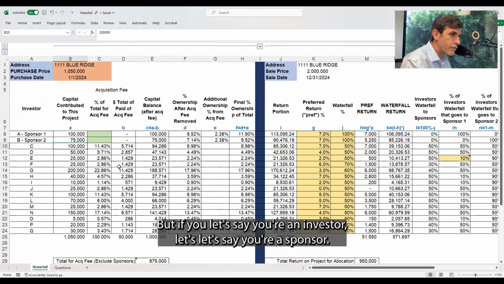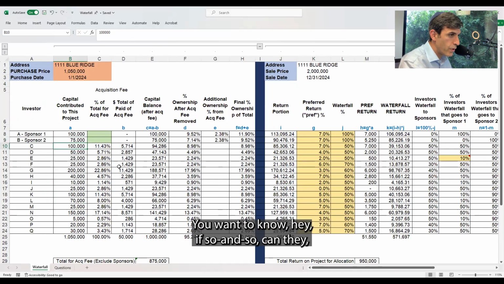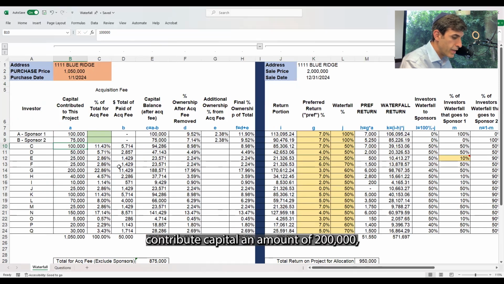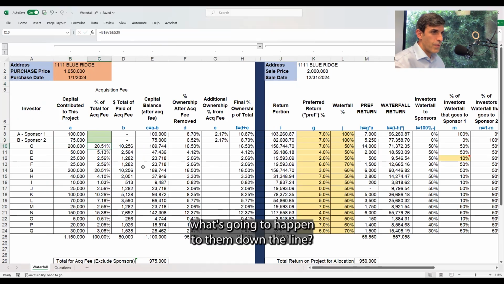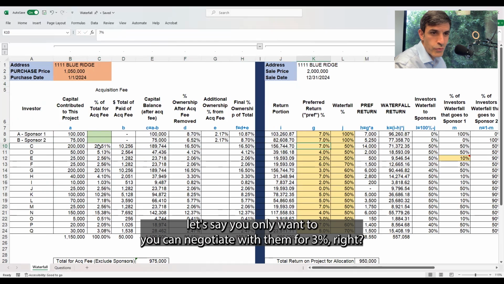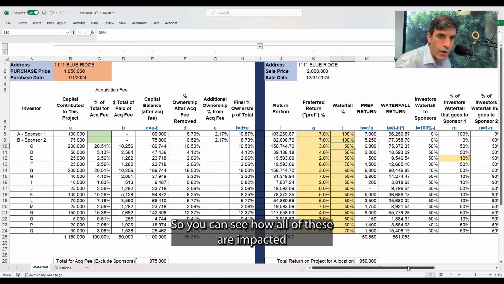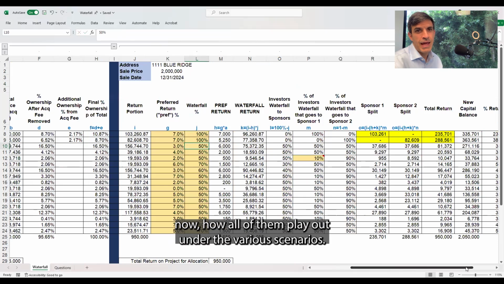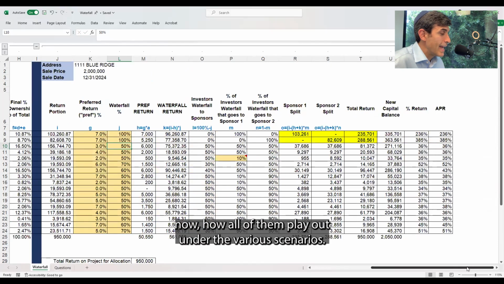If you're an investor or a sponsor, and you want to know, hey, if so-and-so contributes capital in the amount of 200,000, what's going to happen to them down the line? And you can also say, let's say you negotiate with them for 3%. You can see how all of these are impacted, how all of them play out under the various scenarios.